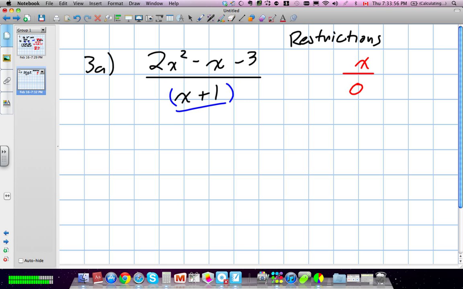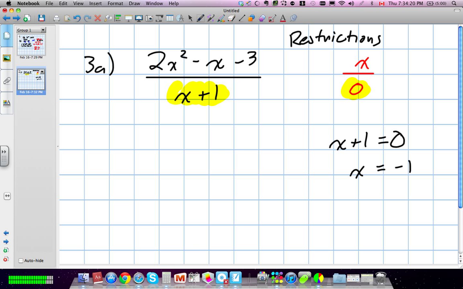So we take the bottom of our equation here. This is x plus 1. And we set it equal to 0. That's the important part. So we get x plus 1 equals 0. So our restriction is x is equal to, in this case, what is x equal to? Negative 1. Or we wouldn't say x is equal to it, because for our restriction we would say x cannot be equal to negative 1.